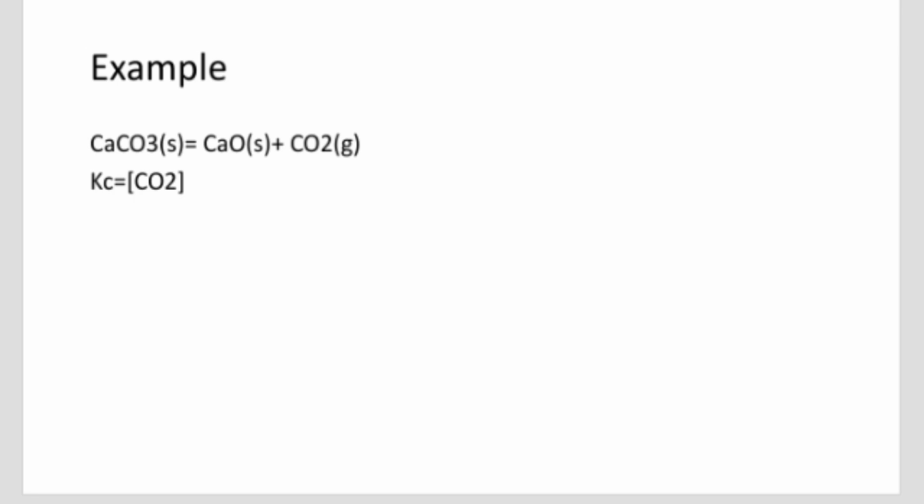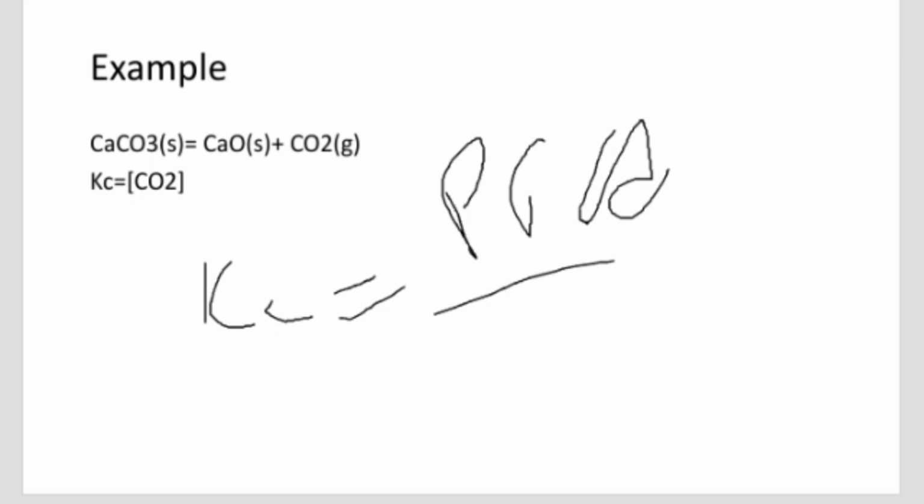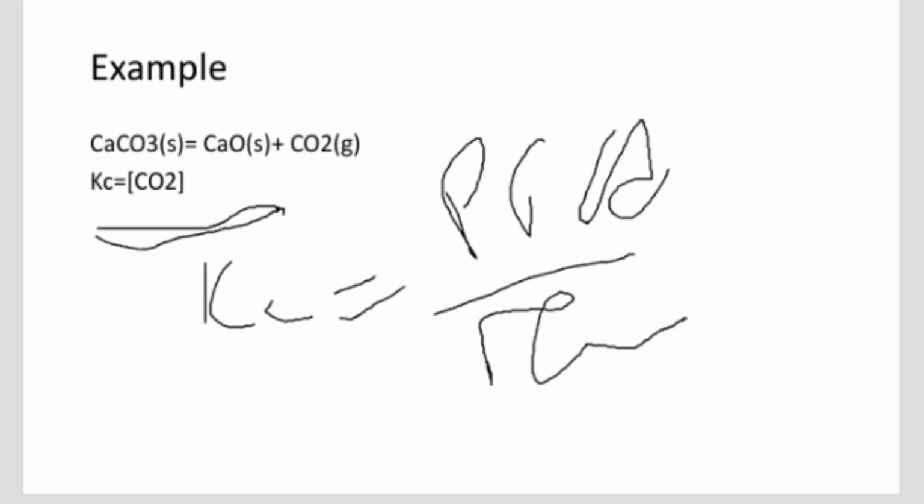Kc, we said it's products over reactants. So of the products, we only write CO2 because it's a gas. Also for the reactants, we can't write calcium carbonate because it's a solid. So at the end, we are going to end up with the Kc expression as CO2 only, the one I wrote there. So what should you take note of here? You don't write the solids in a Kc expression.